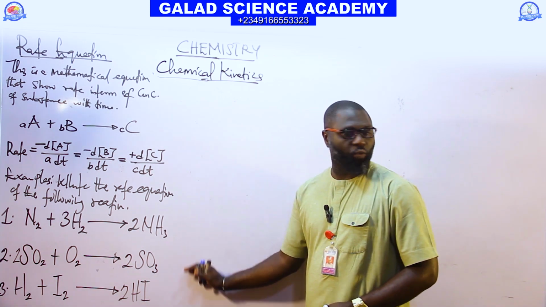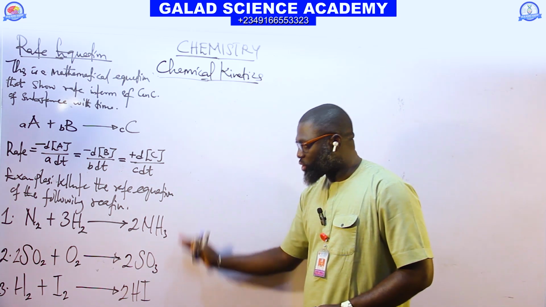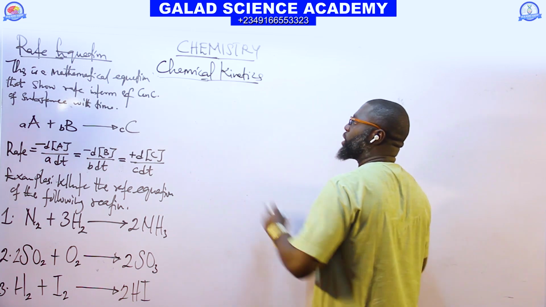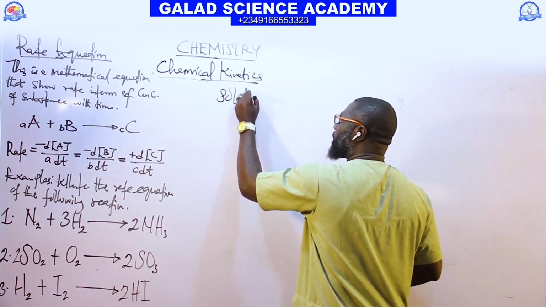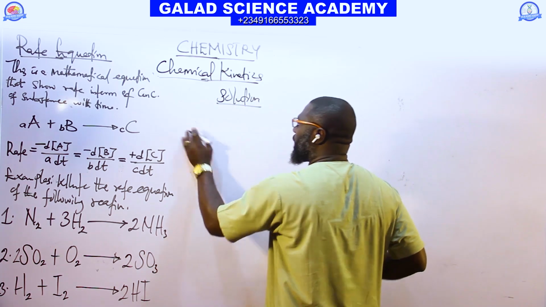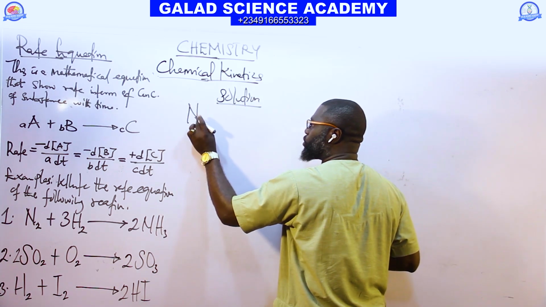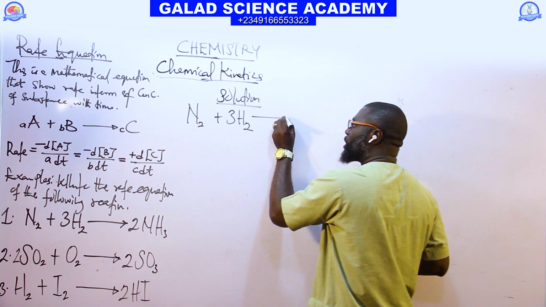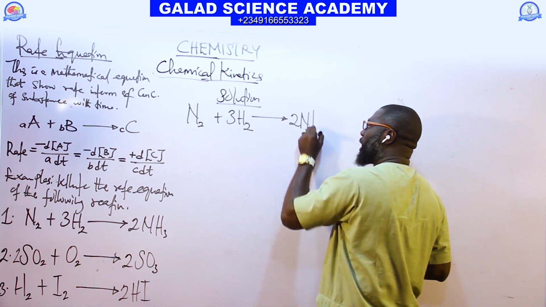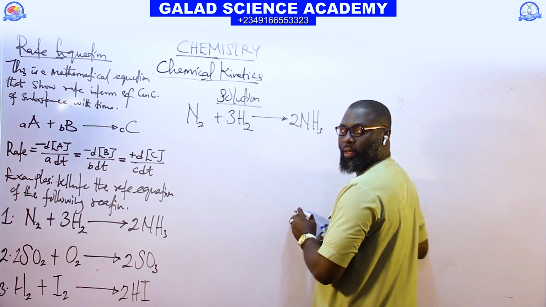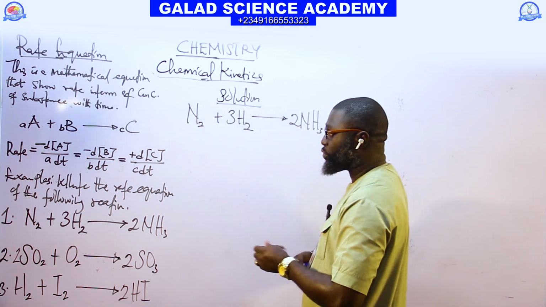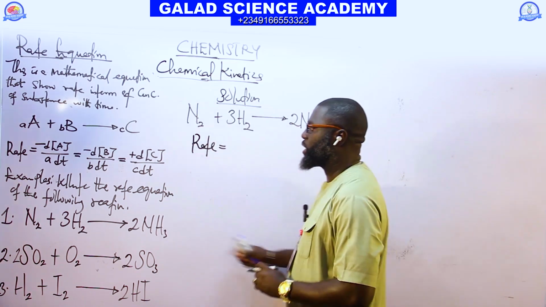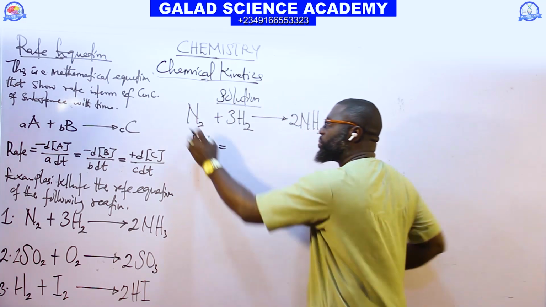So we are now asked to find the rate equation of these 3 reactions. Now let us start from number 1. Solution. What do we have? N2 plus 3H2 gives 2NH3. So by applying the rate equation formula, what will be the rate equation here? Apply this formula, please. What is the mole of N2?